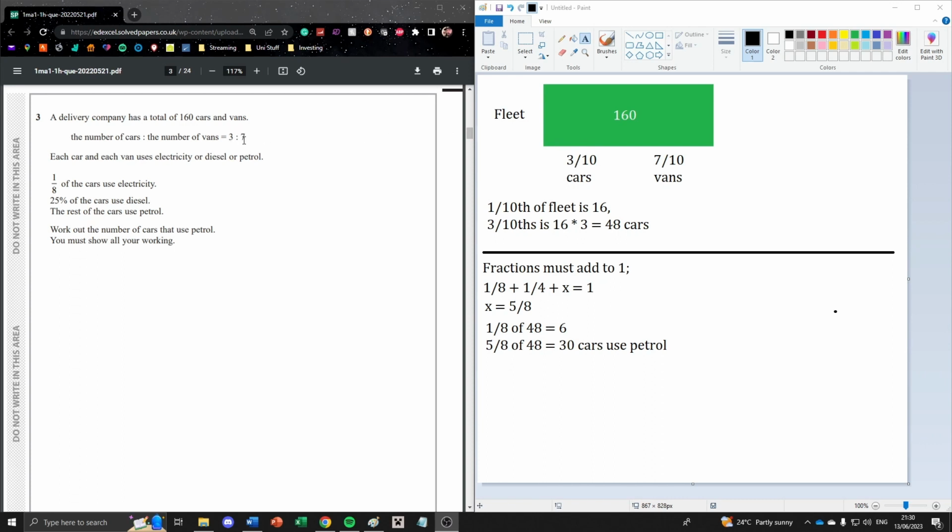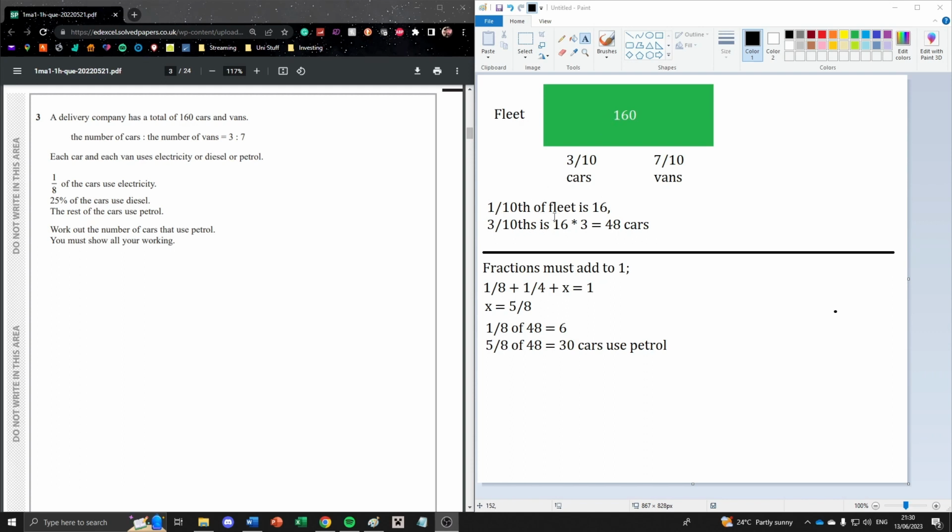So 3 plus 7 is 10, and then we can use that to say, okay, 3/10 of this fleet is made up by cars, and 7/10 of this fleet is made up by vans. So to find out the number of cars the company has, we need to find 3/10 of 160.